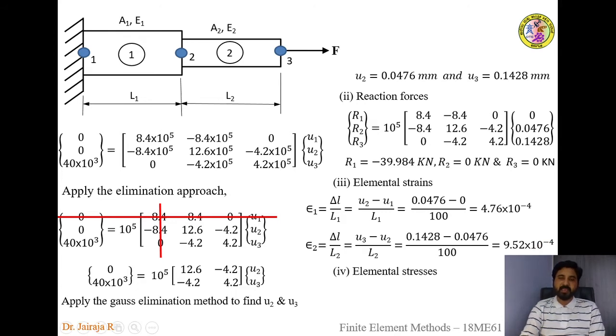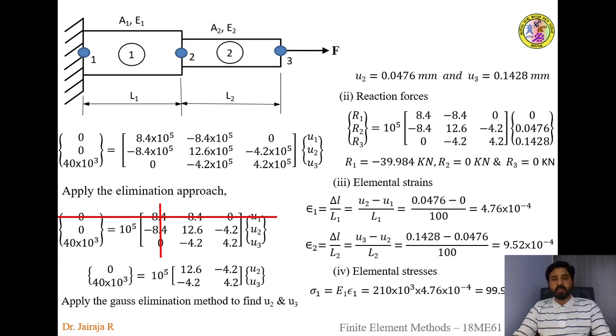After obtaining the strains, we can directly obtain the stresses using Hooke's law. So sigma 1 is equal to E1 into epsilon 1. Substitute E1 and epsilon 1. So sigma 1 is equal to 99.96 Newton per mm square. Similarly, stress in element 2 can be obtained. Sigma 2 is equal to E2 into epsilon 2. E2 is 210 gigapascal, and substitute the epsilon 2 value. So sigma 2 is 199.92 Newton per mm square.